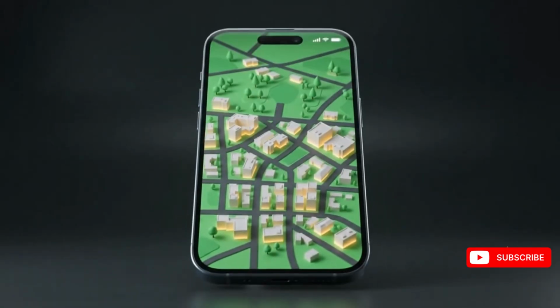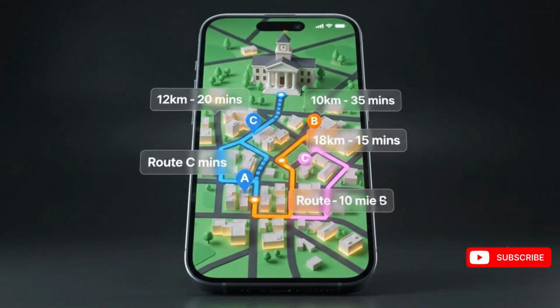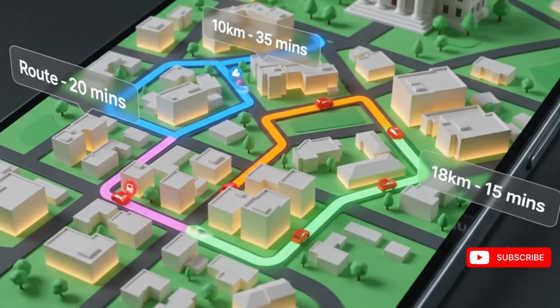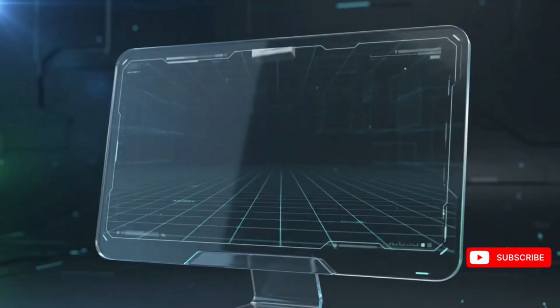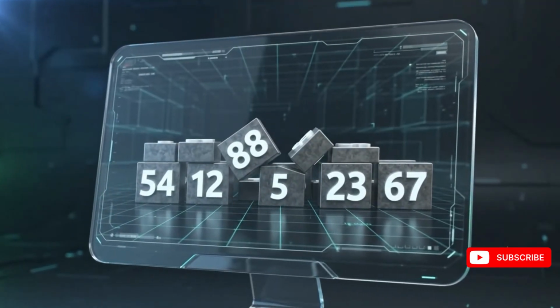Imagine you're going to college. Google Maps gives you 3 routes. All 3 will reach the destination, but the times and distances are different. Different algorithms solve the same problem, but some do it much faster.